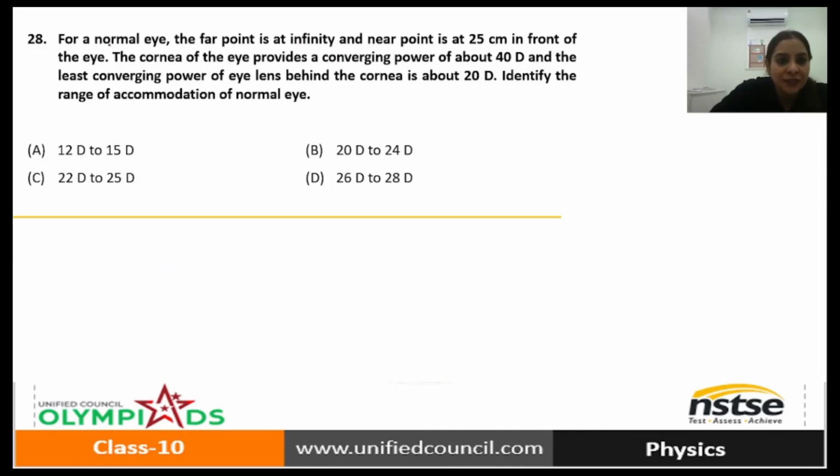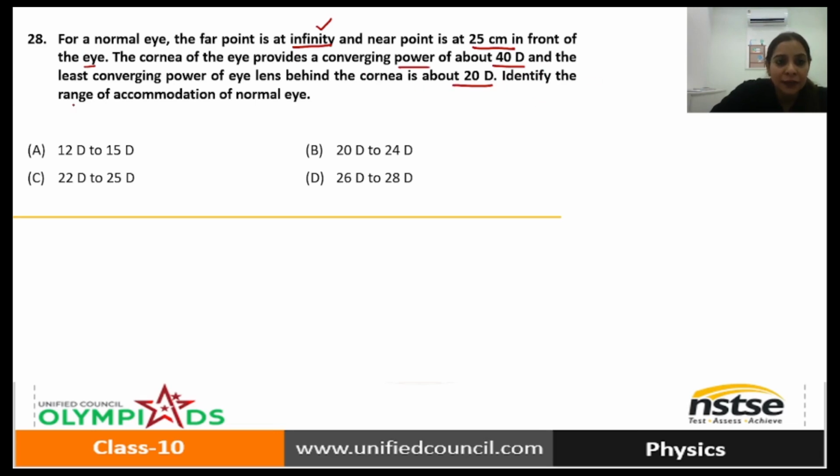Now here the question says, for a normal eye, the far point is at infinity and near point is at 25 centimeter in front of the eye. We know that far point is the extreme to which you can see, so that is infinity for a human eye, and near point is the closest distance, which is 25 centimeter in front of the eye. The cornea of the eye provides a converging power of about 40 diopter, and the least converging power of eye lens behind the cornea is 20 diopter.